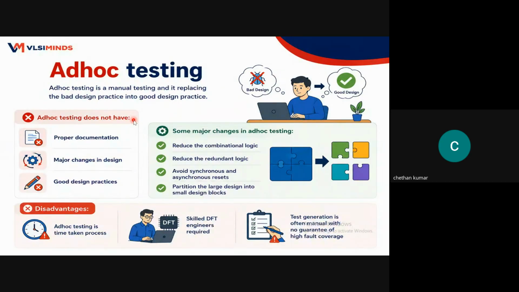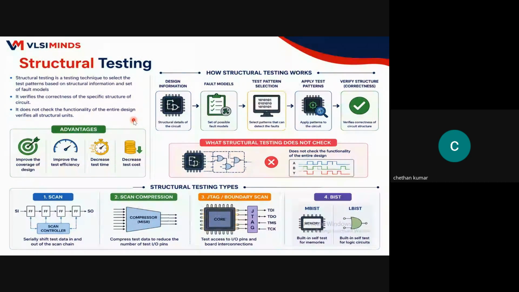So what are the different testing methods? I have told you we are not going with the ad hoc testing process because it is more time consuming and the manual effort is higher. When it comes to structural testing, there are different processes under it: scan compression, ATPG, boundary scan, and BIST.